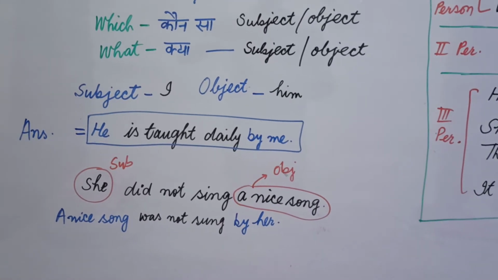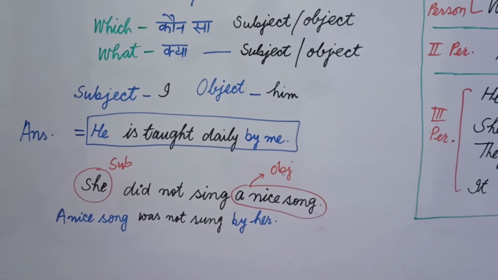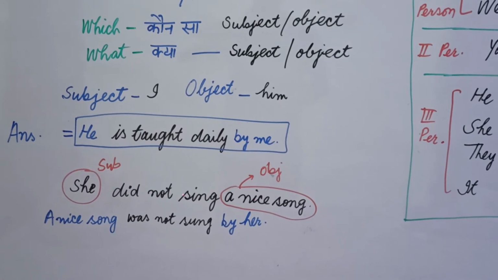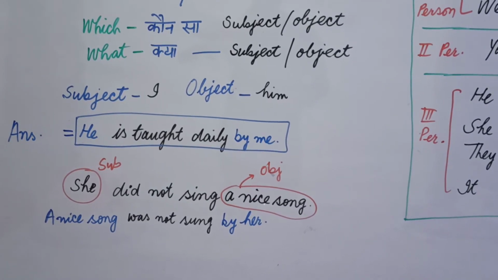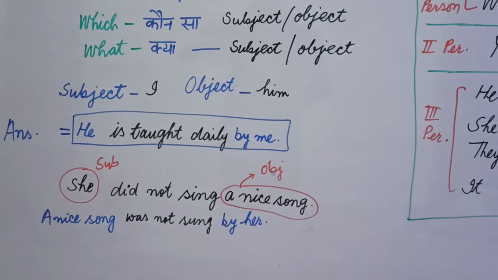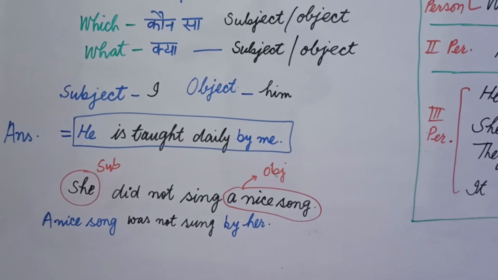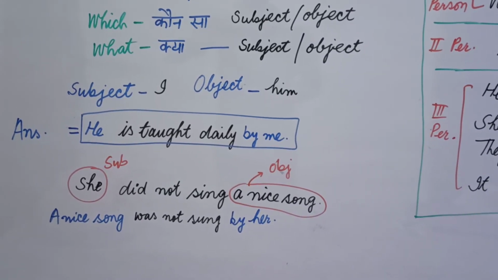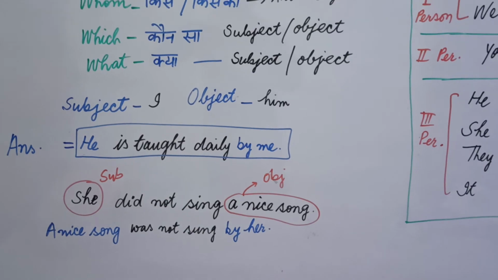Now, students, once again I would like to make you know, a group of words means the group of words that is used before the first noun, and is used in a group as the subject of the passive voice. So, a nice song wasn't sung by her.